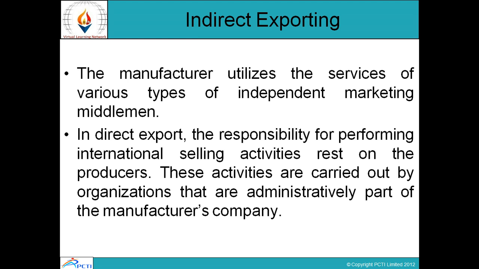Now when we talk about indirect exporting, the distinction between direct and indirect exporting is on the basis of how the exporter carries out the transaction flow between himself and the foreign importer and buyer.